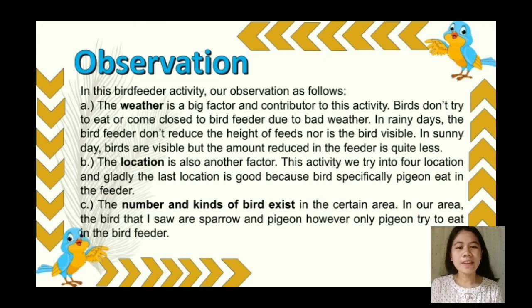In this bird feeder activity, the observations are as follows. The weather is a big factor and contributor to this activity. Birds don't try to eat or come close to the bird feeder due to bad weather. On rainy days, the bird feeder doesn't reduce in height of feeds, nor are the birds visible. On sunny days, the birds are visible but the amount reduced in the feeds is quite small.